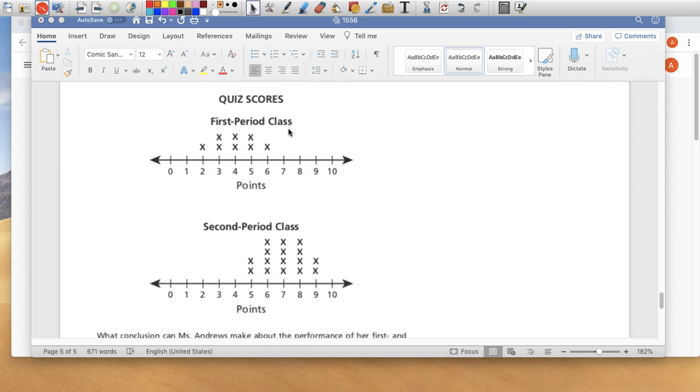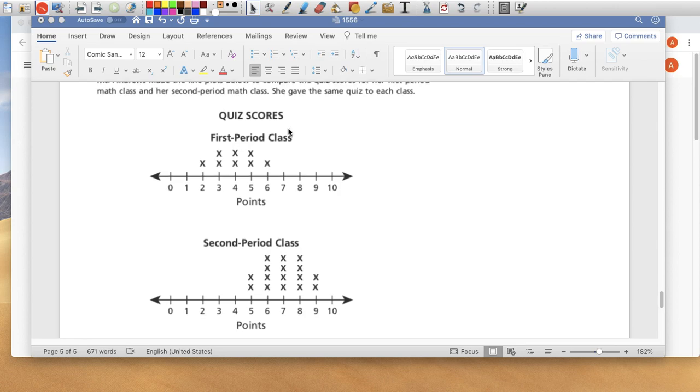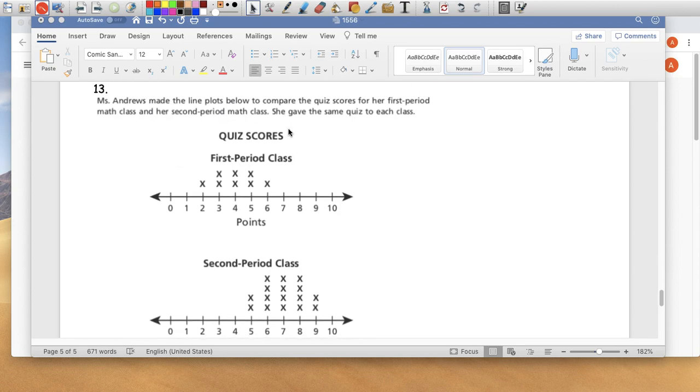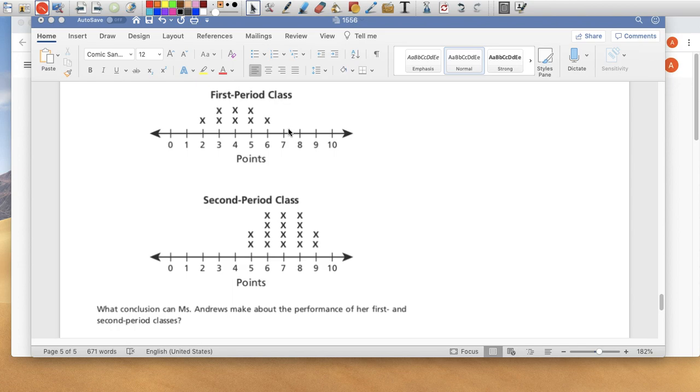This one. So you're given two box plots, and you're asked, and I asked you to change this question, right? What conclusion can Miss Andrews make about the performance of her first and second period class based on their medians? All right, so let's talk about medians.